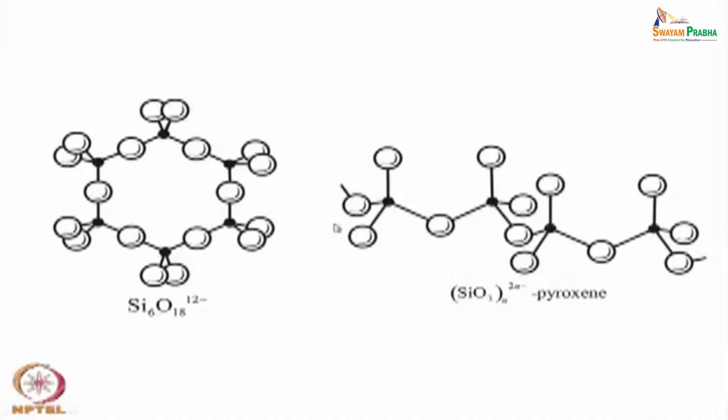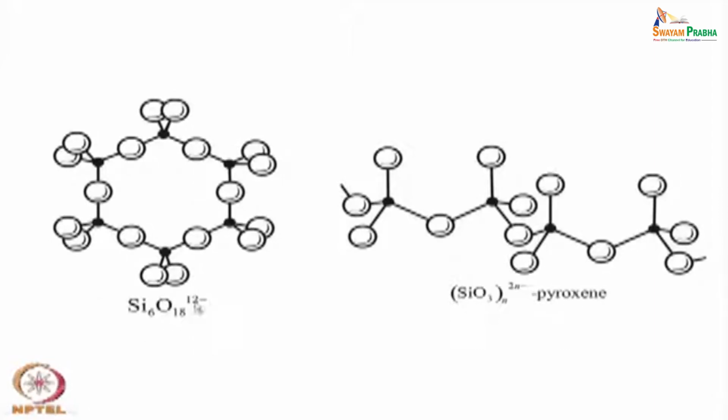It can also have much larger rings, like 6 of them forming a hexagon kind of ring, a kind of benzene ring. So, 6 of the tetrahedra are joined together, and 6 of the oxygens are shared between 2 neighboring silicon ions, and therefore there are 6 bridging oxygens forming a hexagonal ring, and the net negative charge is 12 minus, Si6O18 12 minus.